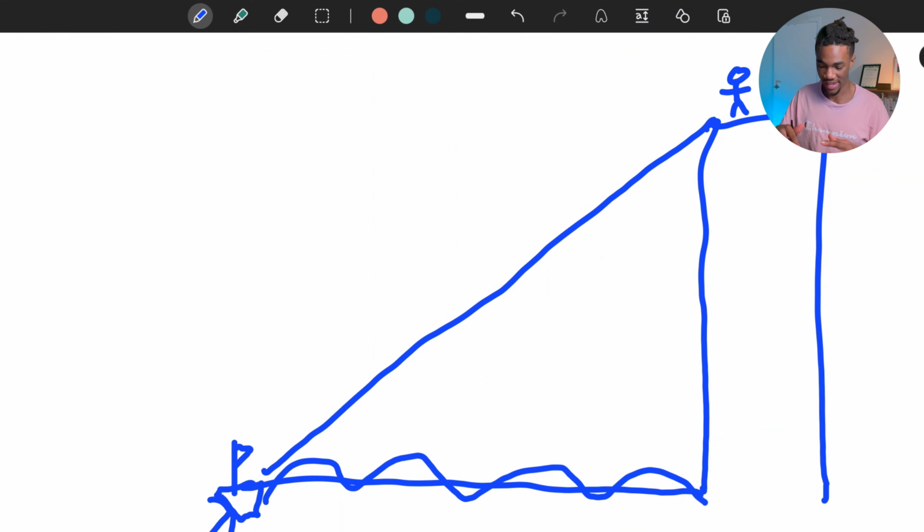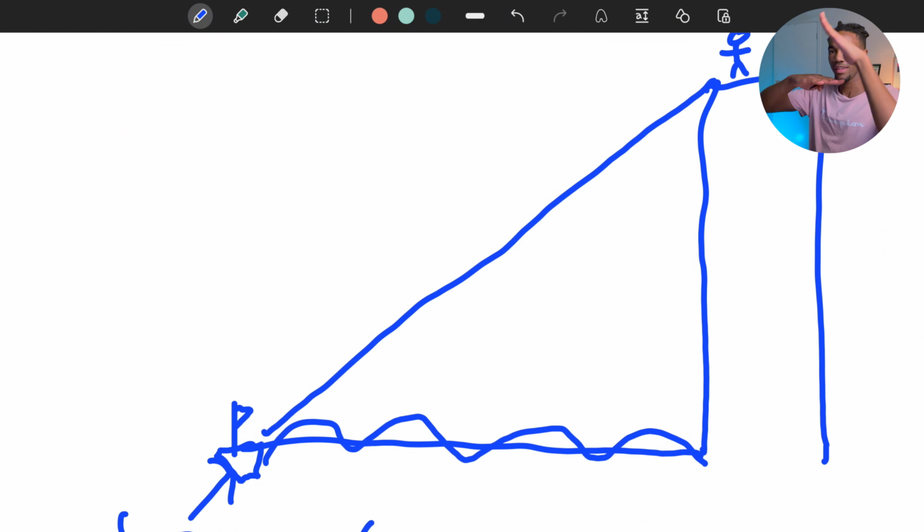So if you are in the boat and you are looking up at Jimmy, let's say this is C here, this angle between here and here is called the angle of elevation.